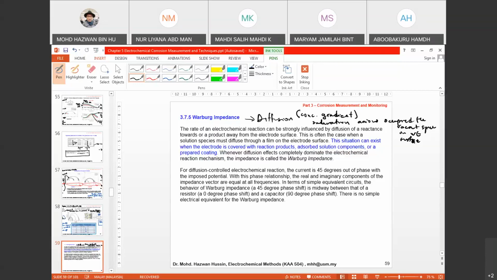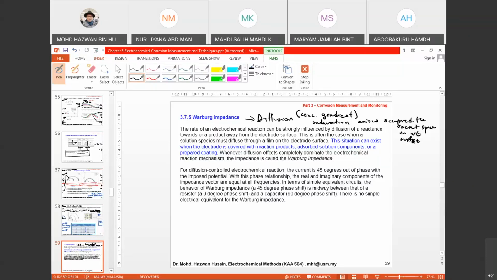the formation or monolayer formation of anions on the surface, or a prepared coating. Whenever diffusion effects completely dominate the electrochemical reaction mechanism, the impedance is called Warburg impedance. For diffusion control electrochemical reaction, the current is 45 degrees out of phase with imposed potential. With this phase relationship, the real and imaginary components of impedance vectors are equal at all frequencies.